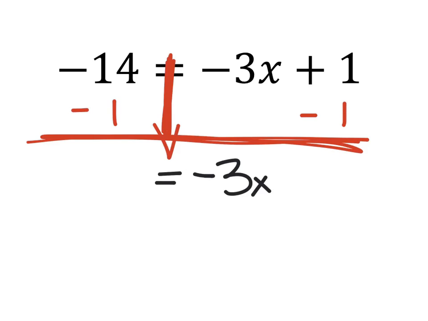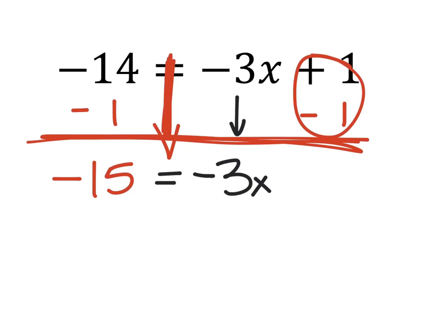And it even brings it down right there, right? So we dropped the negative 3x right there. Negative 14 minus 1 is negative 15. And then the 1 minus 1 did exactly what we wanted it to do, to become a 0.